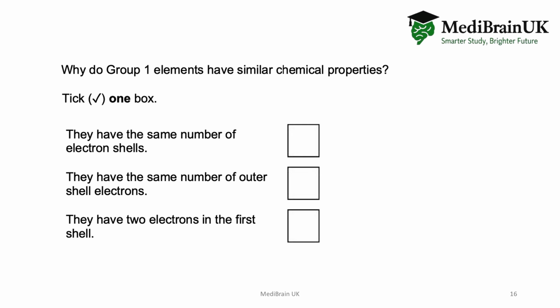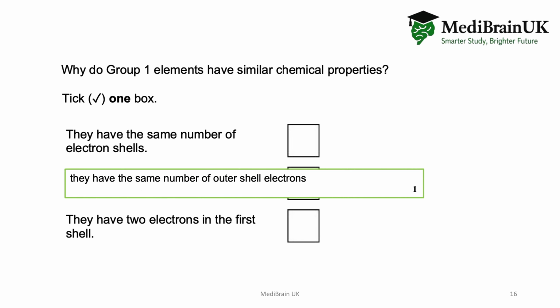Now, they increase in electron shells as you move down. They always get 1 more electron shell as you move down group 1. They have 2 electrons in the first shell. Well, all of the atoms in the periodic table, all the elements that you can see from lithium going on, will have 2 electrons. Okay, but they are not all in the same group. So the correct answer there is that they have the same number of outer shell electrons.